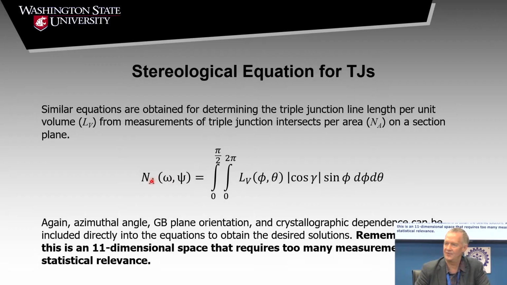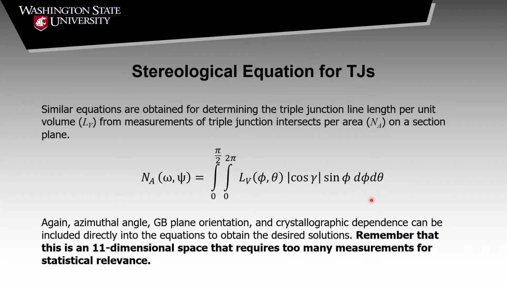And then I have this surface, my plane section surface normal defined by omega and psi. So I just have that equation I can go through. It's the same type of stereology, and the same type of solution exists that I can get. And of course we can add all our other parameters in there, so we can do this in 11 dimensions if we want.